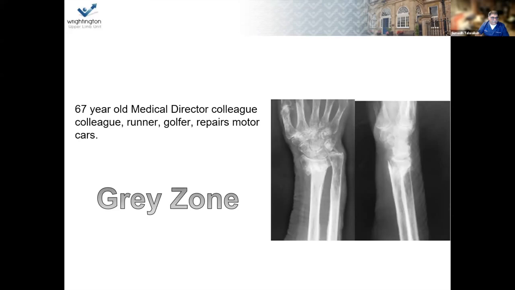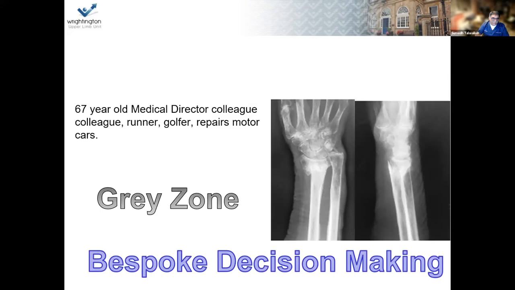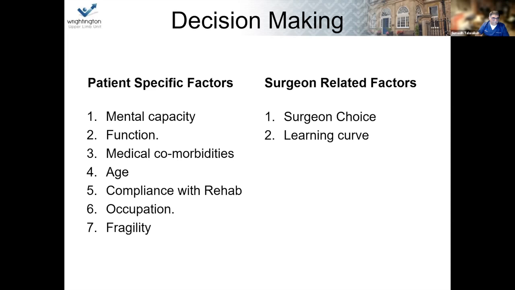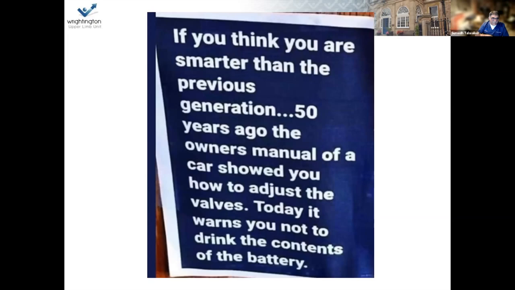And what you then need is bespoke decision making. You need to take into consideration things like patient specific factors and surgeon related factors. And to this, we probably need to add the surgeon's equipoise, the fact that surgeons would be influenced by what is happening around them, particularly in the post-COVID period. So as I said, it's nearly 200 years down the line. Are we any wiser as regards this particular injury? I'm not entirely sure. I suppose there's something for you to decide.